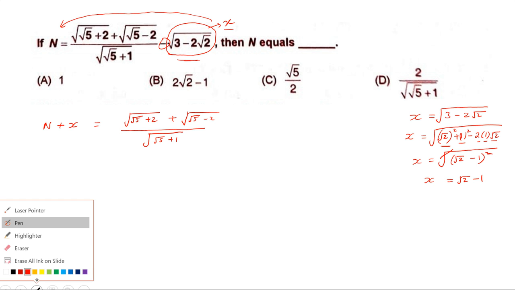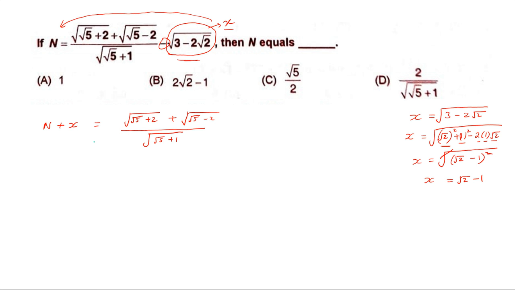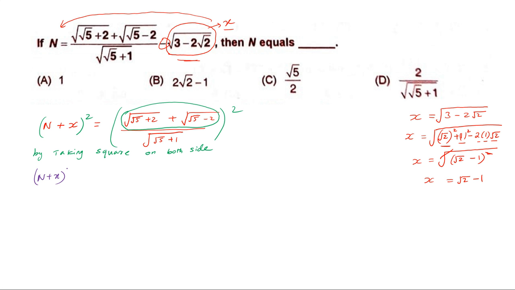Now let us square this expression, by taking square on both sides. That means this n plus x you have to square it, and this one also you have to square it. That means the numerator is in the form of a plus b whole square. By squaring this one, we can write n plus x whole square directly. Numerator is a plus b whole square.